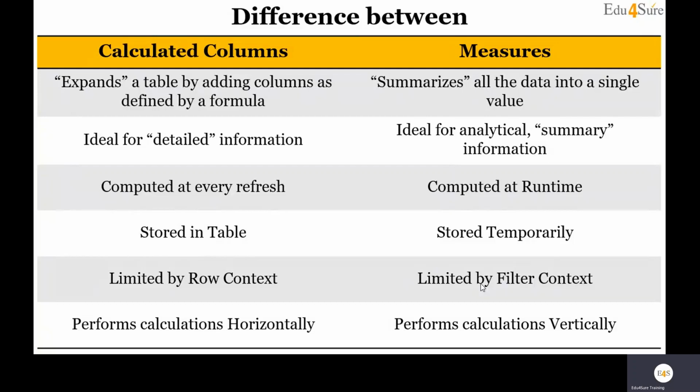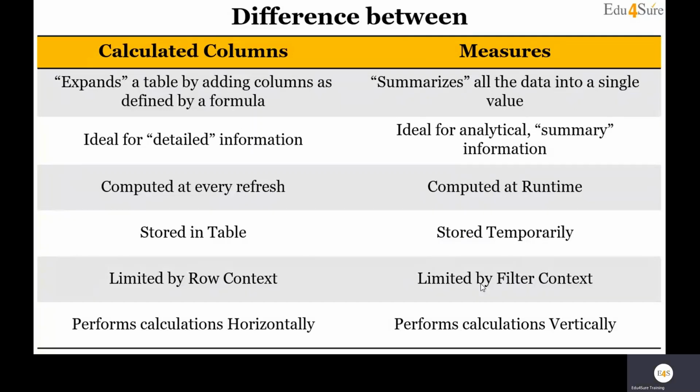Calculated columns are computed at every refresh. So whenever you refresh your data, it will be computed every time. Why? Because anytime we can change the columns on the basis of which we have calculated the value in the calculated column, so it will be calculated at every refresh. What happens with measures? They are computed at runtime. So these are memory related, functioning related differences.